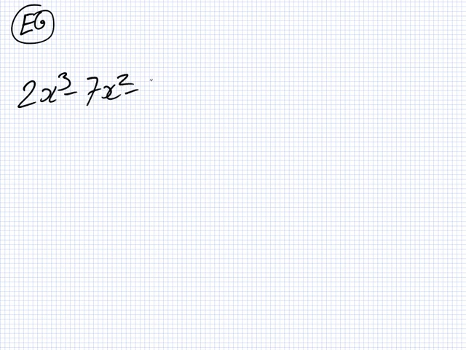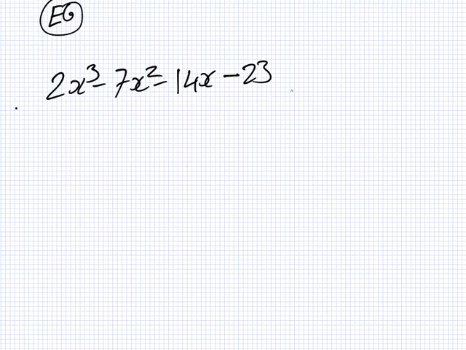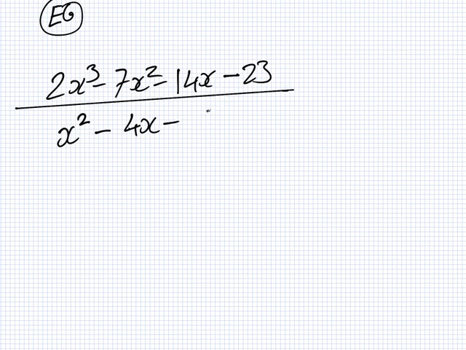Okay, can I scroll down? Lee, actually, can you just read out question 1A? We'll do that as an example. 2x cubed minus 7x squared minus 14x minus 23, divided by... Is it a power 4? No, it's a quadratic. x squared minus 4x minus 5. Okay.